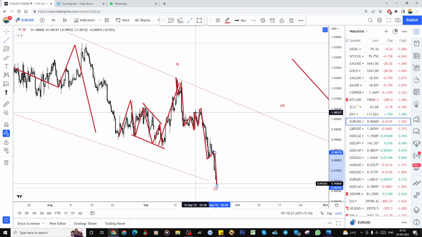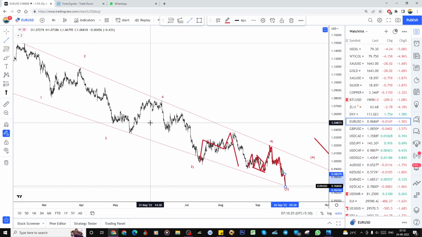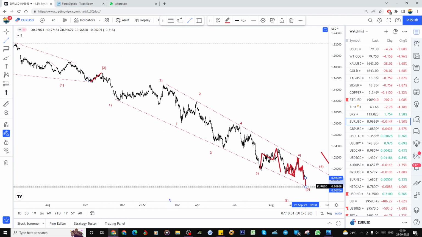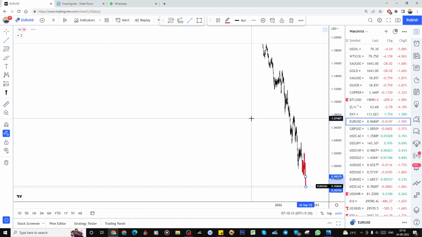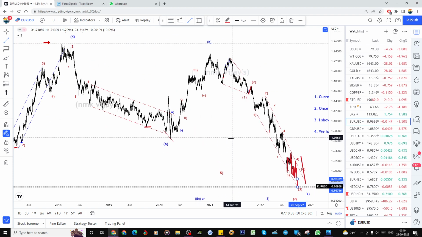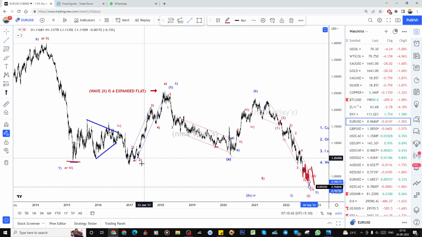So it seems like, I'm not so sure, but our target is going to 0.95, my positional target. Previously it keeps on changing, right? Previously what I said was that it has to break this 1.06. Later on, I said it has to break this one, 1.03.